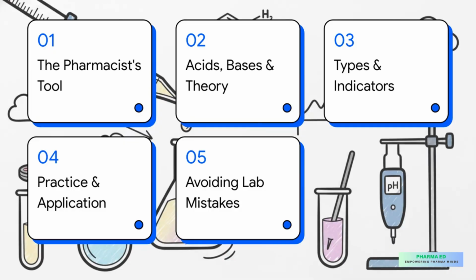All right, here's our game plan. First, we'll cover why titration is such an essential tool for any pharmacist. Then, we'll dive into the core theory of acids and bases. After that, we'll look at the different types of titrations and their indicators, put it all into practice with some real-world applications, and finally, I'll give you some tips on avoiding common mistakes in the lab.